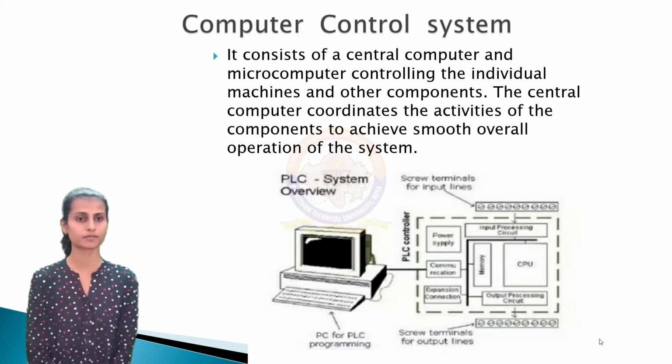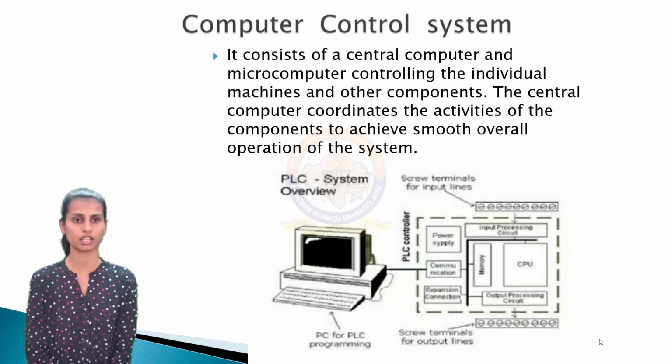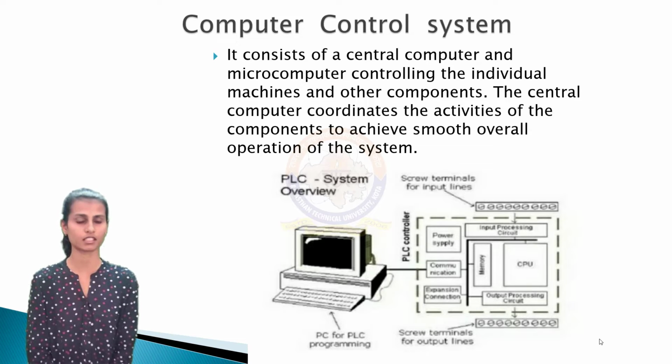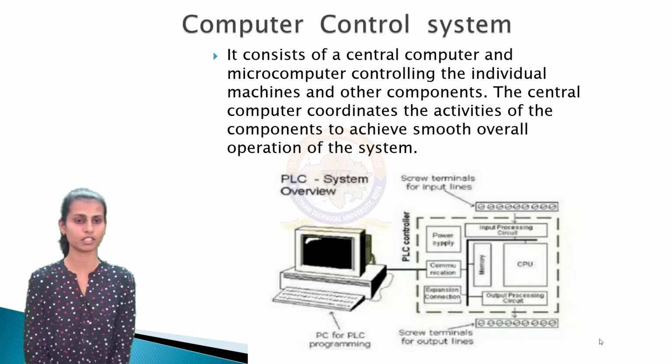Next slide please. Coming to the third part, computer control system. It consists of a central computer and microcomputers controlling the individual machines and other components. The central computer coordinates the activity of the components to achieve smooth overall operation of the system.